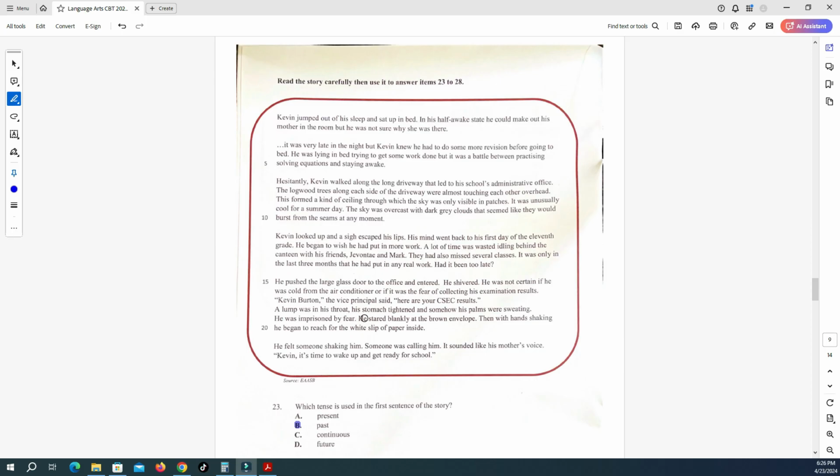A lump was in his throat. His stomach tightened and somehow his palms were sweating. He was imprisoned by fear. He stared blankly at the brown envelope. Then, with hands shaking, he began to reach for the white slip of paper inside.